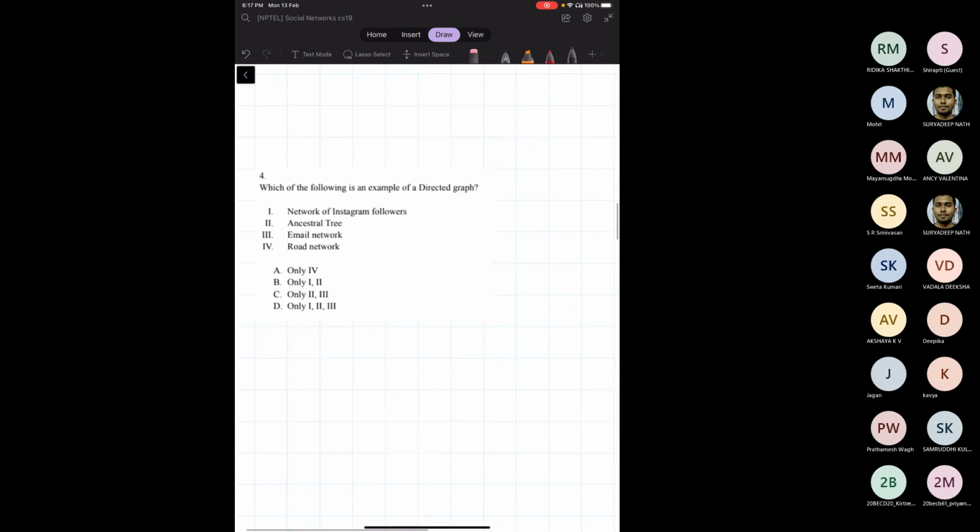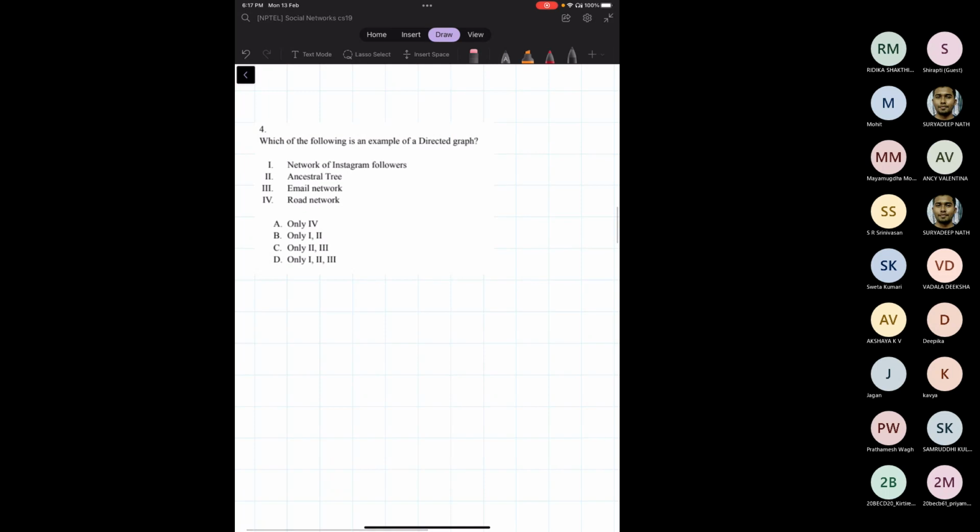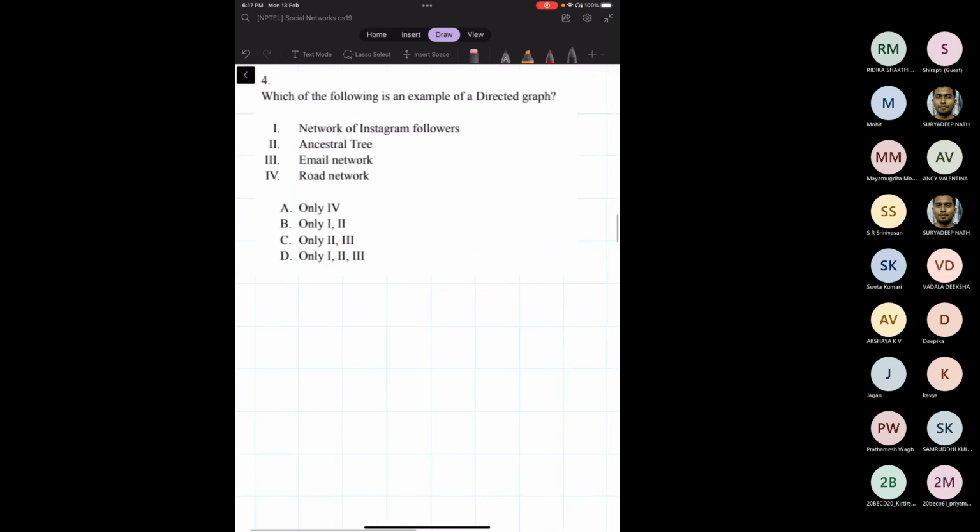Coming to question number 4. Which of the following is an example of a directed graph? So you have four options: network of Instagram followers, ancestral tree, email network, or road network. So now consider what is a directed graph.